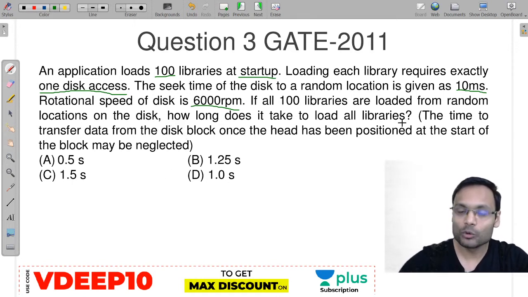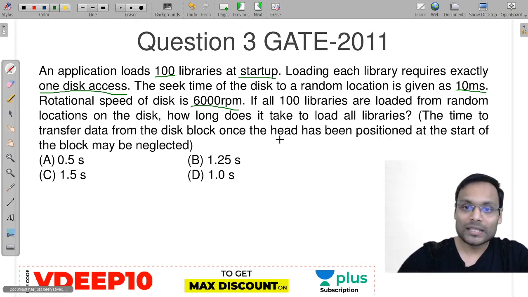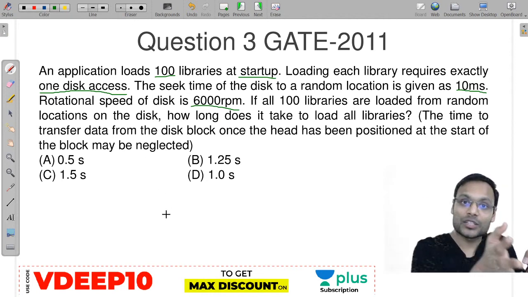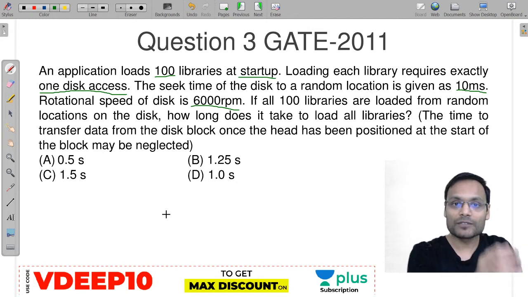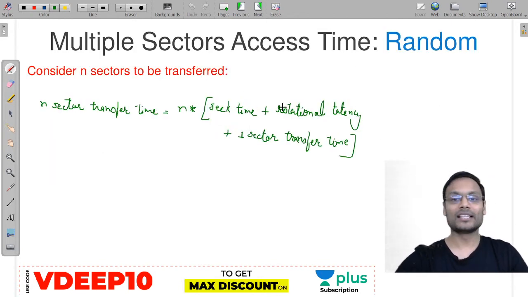How long does it take to load all the libraries? The other statement they have written there: the time to transfer the data from the disk block once the head has been positioned at the start of the block may be neglected. That means the data transfer rate is zero. Data transfer time is neglected, meaning only seek time and rotational latency are required.